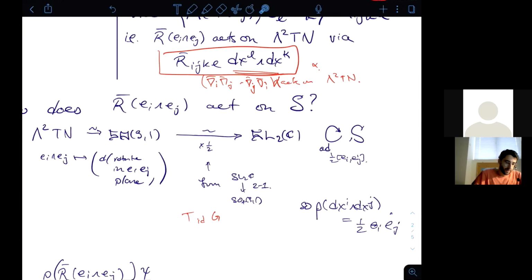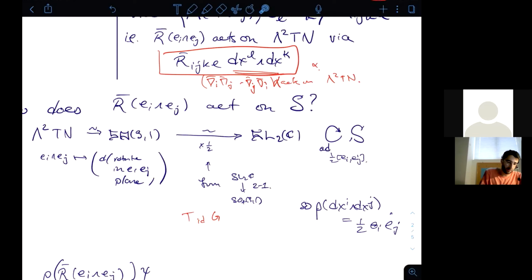Okay, and now SL2C acts on S, because the group acts on S. When you're in that situation, then you have a canonical action of the Lie algebra by basically taking a derivative of that action. In this case, it's the adjoint action. It basically acts by Clifford multiplication, EI, EJ.